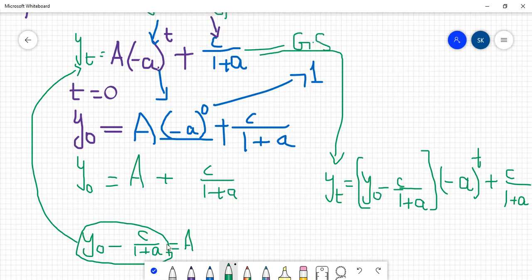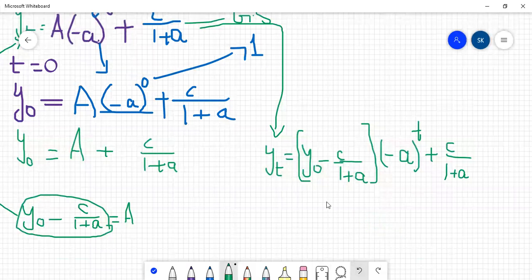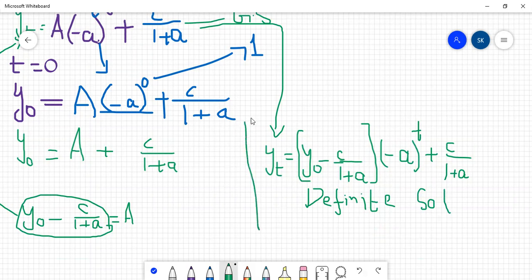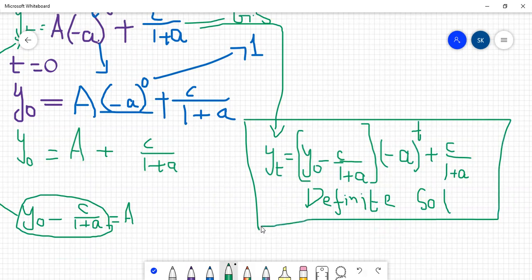But when we substituted the value of a by taking t is equal to 0, we got this value of a, and what we get is the definite solution. So now this is the definite solution. After finding this definite solution, we can substitute the values of t, a, c if they are given in our questions, and then we can simply find the value of yt. For that, I will give you an example that we will solve. I would request you to solve it first by yourself, and if you could not solve it, then you can have a look at the given video.